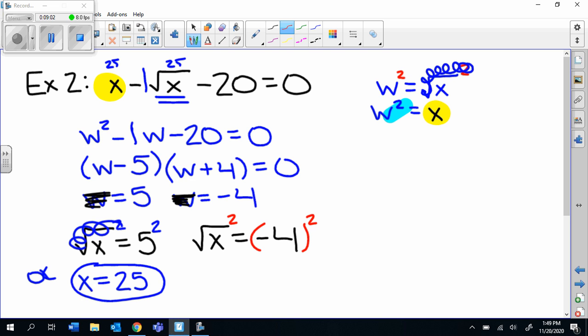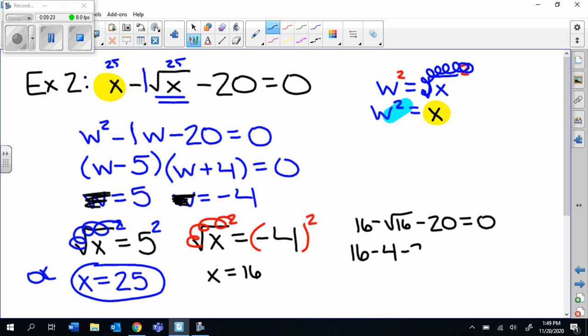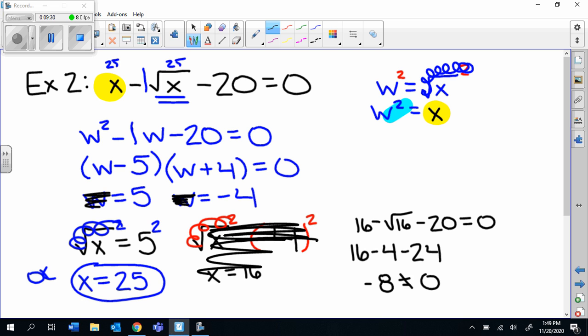And over here on this side, when I square both sides, we're going to get x equals 16. I don't anticipate this working. 16 minus radical 16 minus 20 equals 0. I think because we're squaring the negative right here, that's usually the type that doesn't work. See, that's going to end up being -8, and -8 is not 0. And so this one gets thrown away. So you only have one answer here because of the nature of the question.